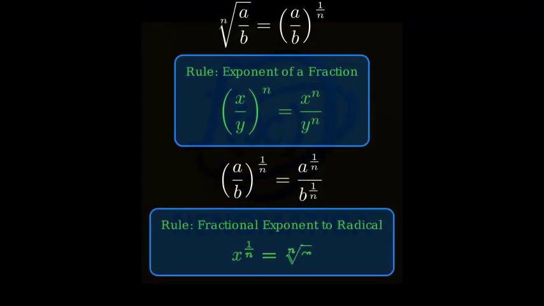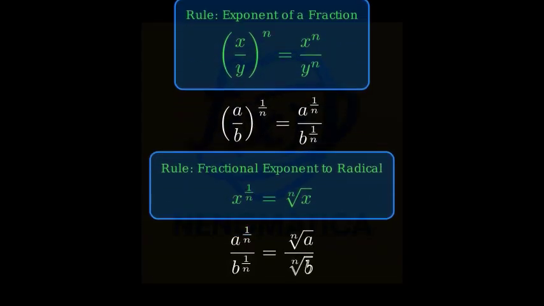Finally, we recognize that a to the power of 1 over n is the nth root of a, and b to the power of 1 over n is the nth root of b. So our result is the nth root of a divided by the nth root of b. Now let's solve some exercises to practice applying this property.